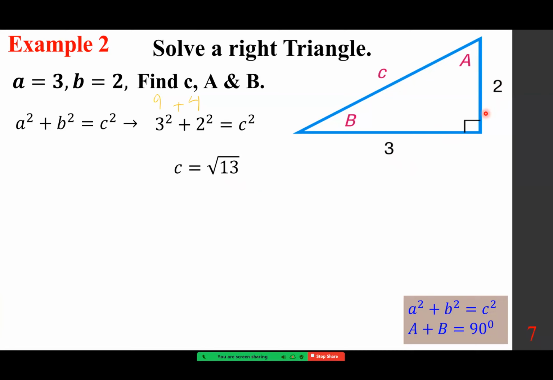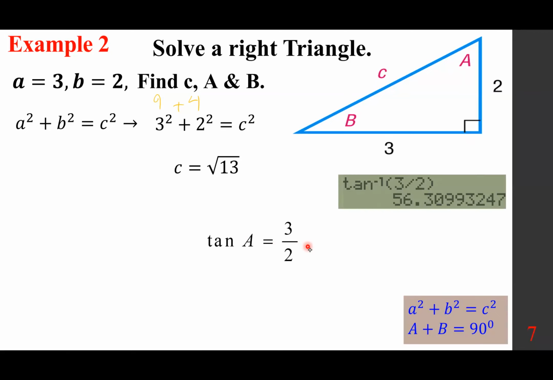So as you can see, tan of A is the opposite, which is 3, over the adjacent, which is 2. And that means tan inverse of 3 halves must be A. And you use a calculator to come up with the answer. So tan inverse of 3 halves.